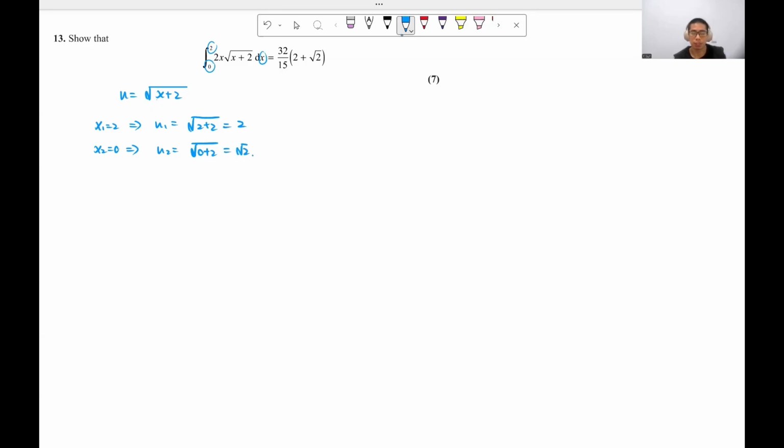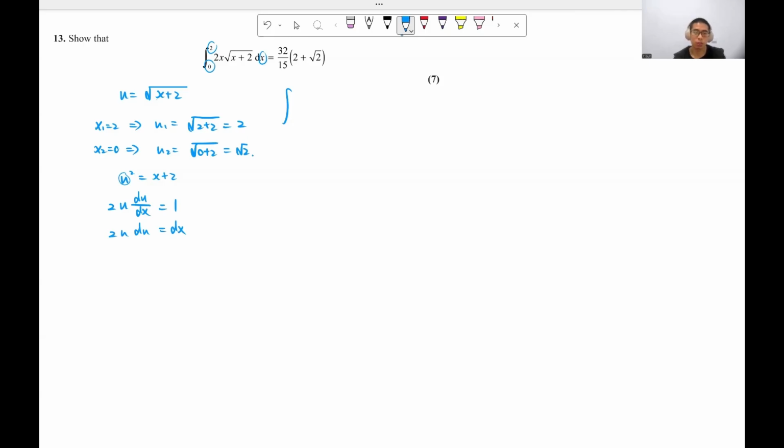Then we need to find dx in terms of du. So I will square both sides: u squared equals x plus 2. Differentiate implicitly to bring the power down, so 2, and then minus 1 from the power. The derivative of u would be du over dx, and x differentiates to 1, and 2 differentiates to 0. So we have 2u du over dx equal to 1. Then times by dx on both sides, so 2u du equals dx. So now we can change everything in terms of u, but step by step.